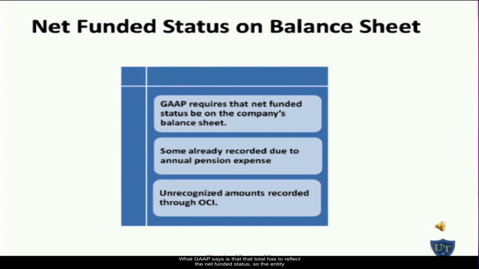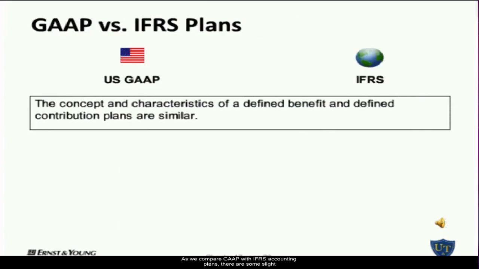What GAAP says is that in total it has to reflect the net funded status. So the entity may have additional amounts to record. If so, they would do that by using other comprehensive income. As we compare GAAP to IFRS in accounting for pension plans, there's some slight terminology differences and some slight rule differences. As a whole, the accounting is fairly comparable between the two sets of standards.